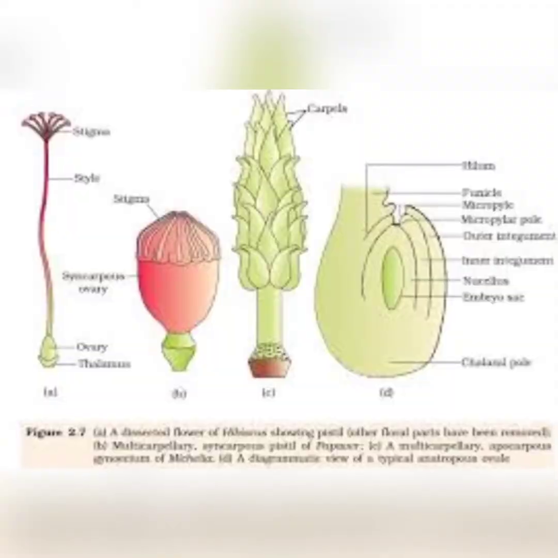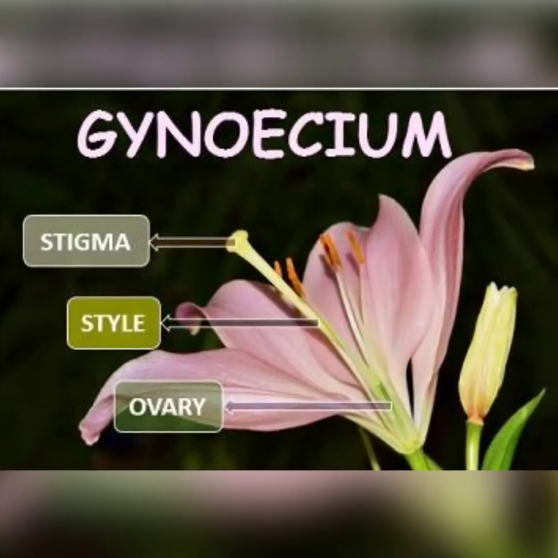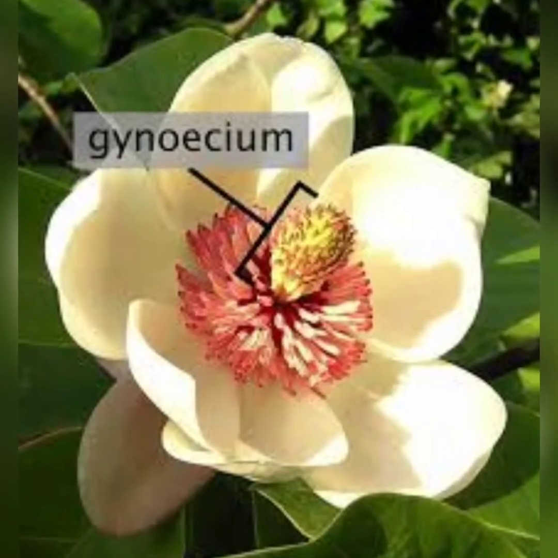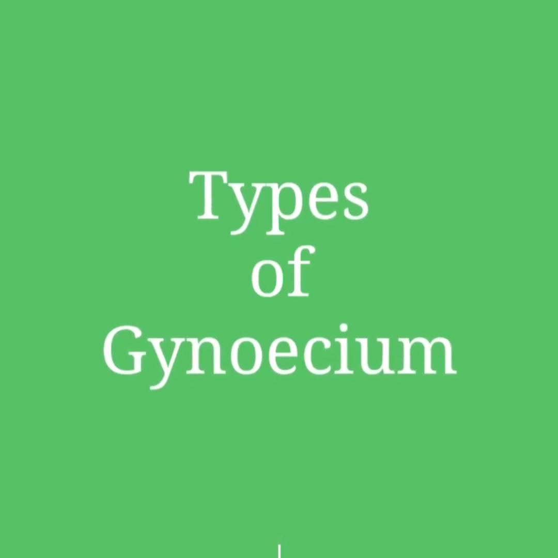Today we will talk about the gynoecium, megasporangia and megasporogenesis. Gynoecium is the female part of flower and its unit is called pistil or carpel. On the basis of number of carpels, gynoecium are of two types: number 1, monocarpellary, and second, multicarpellary.